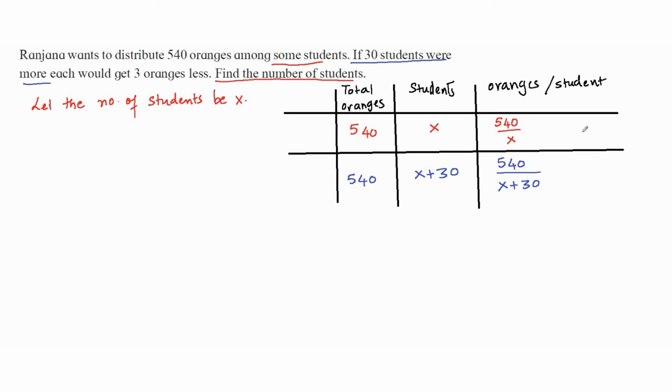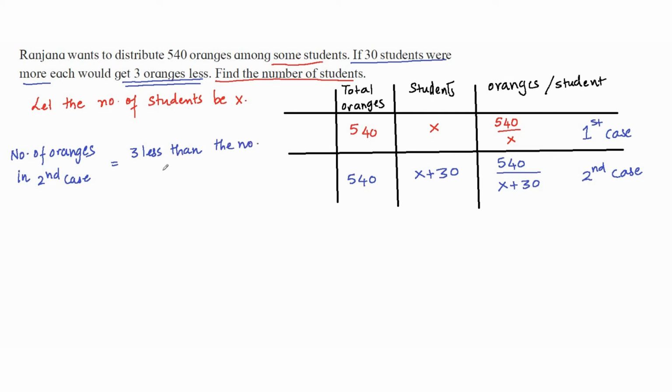It's given that in the second case, so this is the first case and this is the second case, if 30 students were more, each student would get 3 oranges less. That means the number of oranges in the second case is 3 less than the number of oranges per student in the first case, right?